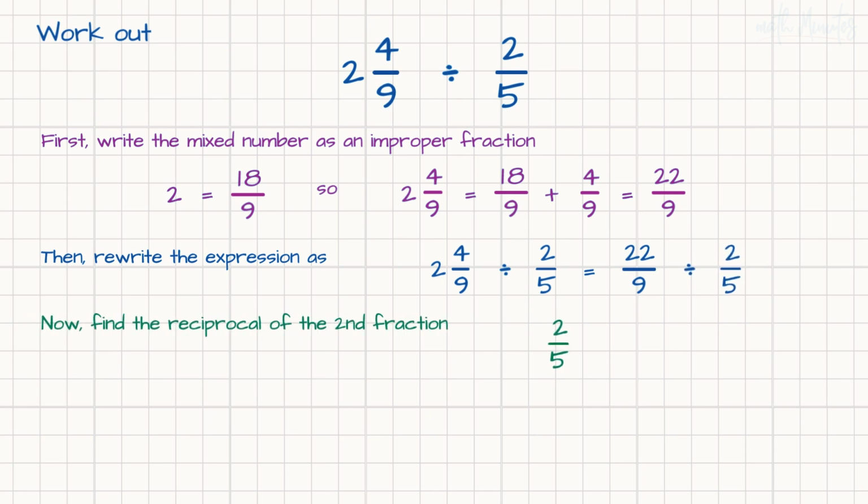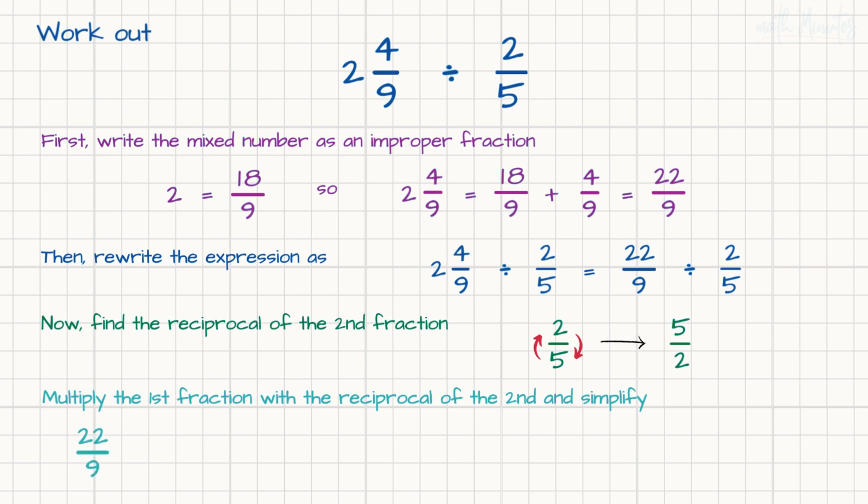We flip the second fraction to get its reciprocal. 2/5 becomes 5/2. Now we multiply the fractions 22/9 times 5/2. To make the calculation simpler, we can cancel factors that appear in the numerator and denominator of either fraction. Since 2 is a factor of 22, 22/9 times 5/2 equals 11/9 times 5/1. So that is 11 times 5 divided by 9 times 1, which equals 55/9.